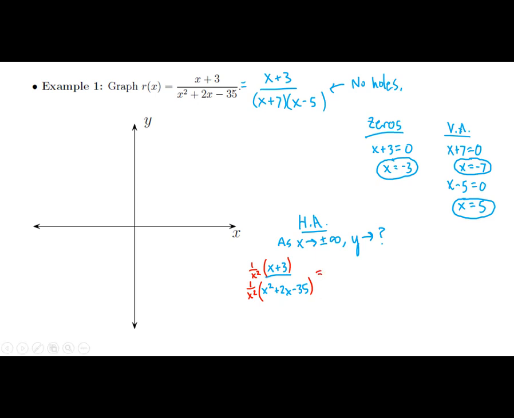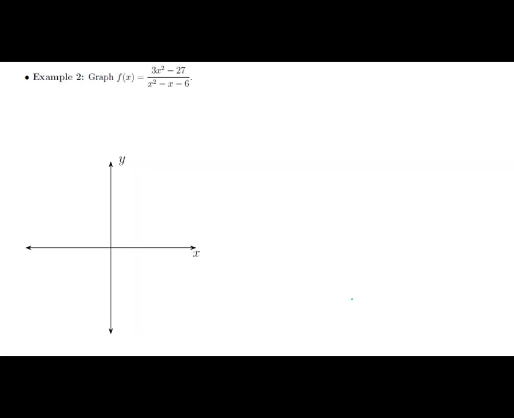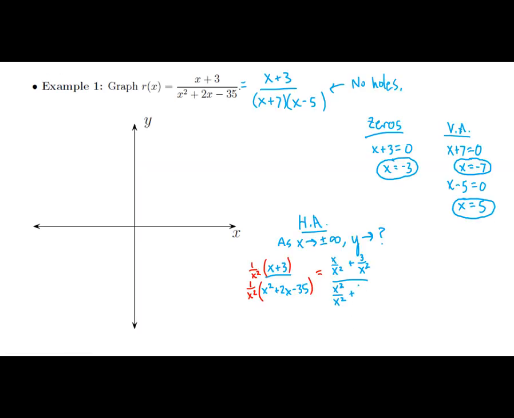So as I distribute through on the top, I get x over x squared plus 3 over x squared divided by x squared over x squared, oops, sorry about that, plus 2x over x squared minus 35 over x squared. And then I simplify whatever I can. So up here, this is 1 over x.